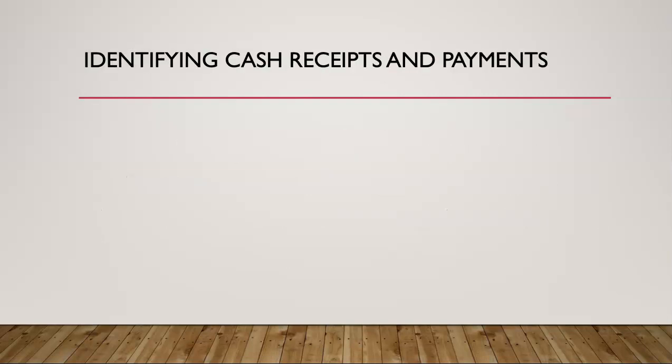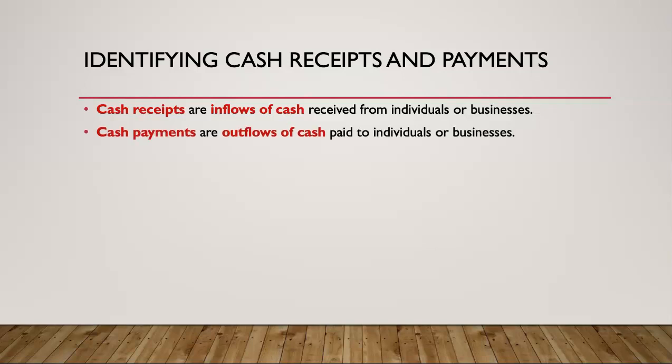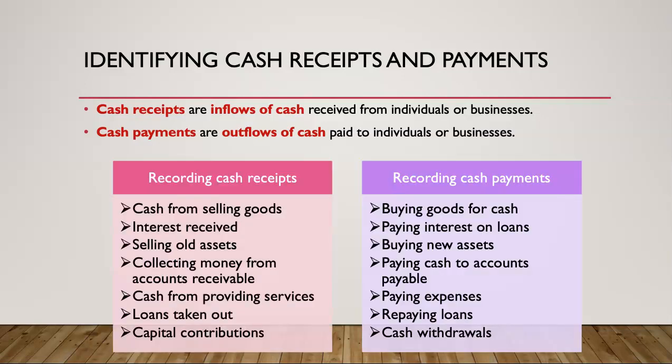So how do we identify cash receipts and payments? The first thing is we need to know what they are. Cash receipts are inflows, that is the key word, of cash received from individuals or businesses. If cash receipts are inflows, it makes sense that cash payments are outflows of cash paid to individuals or businesses. So receipts, inflows of cash, payments, outflows of cash.